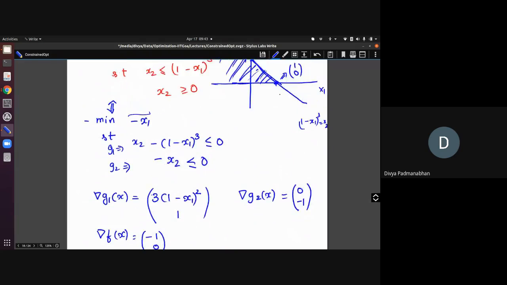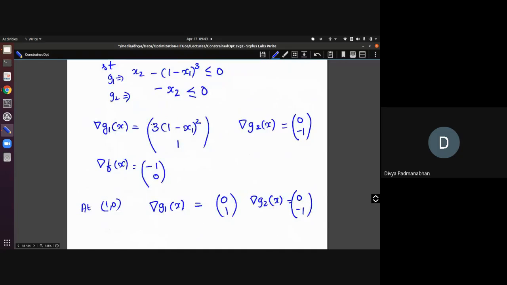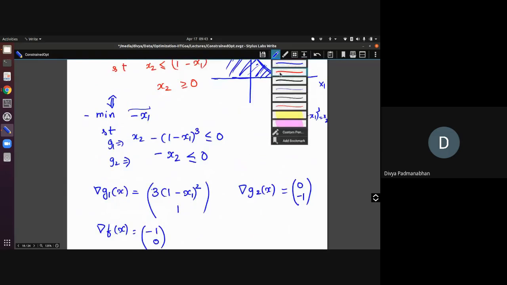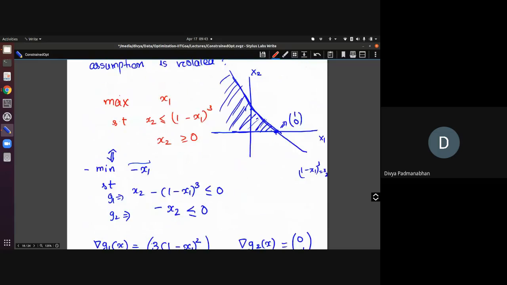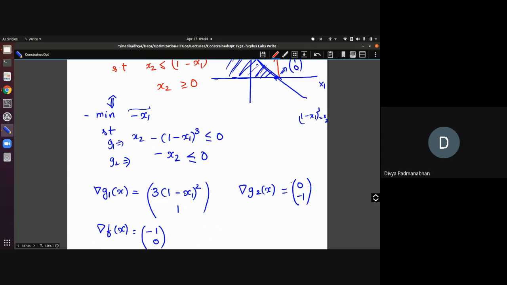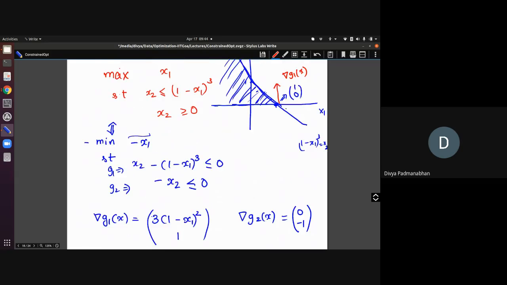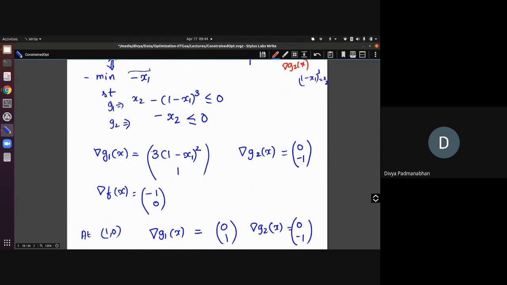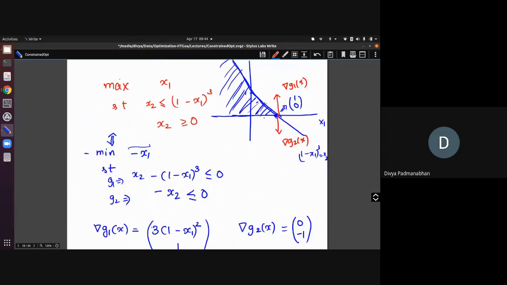If I try to plot this on the figure, the gradient of G1 is 0, 1, so it is pointing in this direction. This is the gradient of G1. Now the gradient of G2 is 0, minus 1, so it is in this direction. And the gradient of f of x is minus 1, 0, so that is something like this. This is the gradient of f of x.